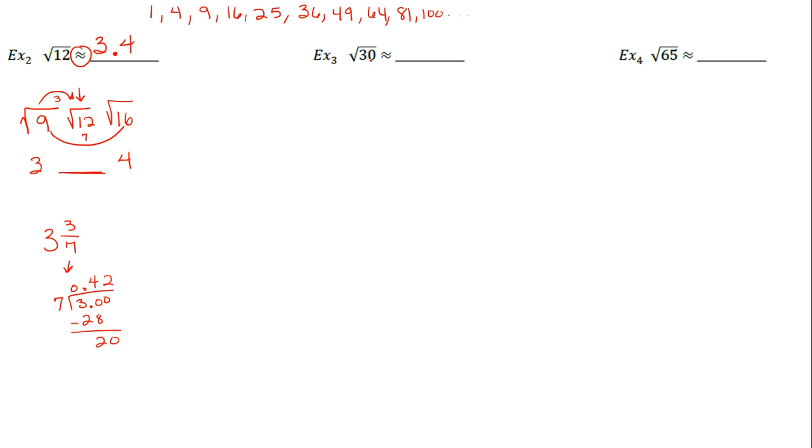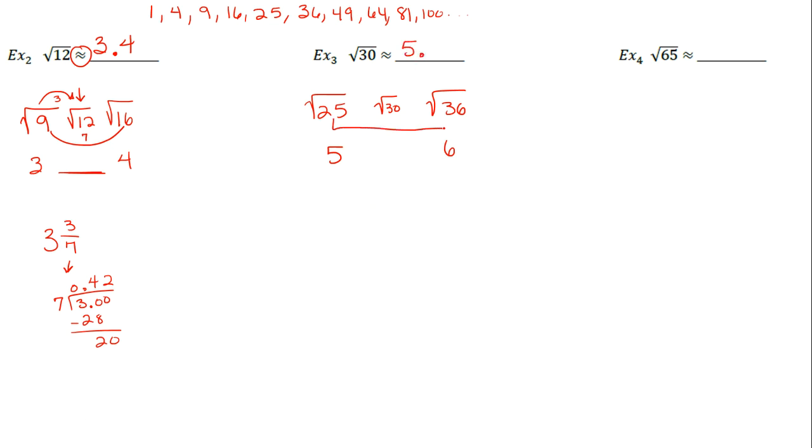The square root of 30. So we're looking at our list, 30 comes between 25 and 36. So we have the square root of 25, we have the square root of 36, and in between there is going to be the square root of 30. The square root of 25 is 5. The square root of 36 is 6. So we know the square root of 30 is going to be 5 point something.